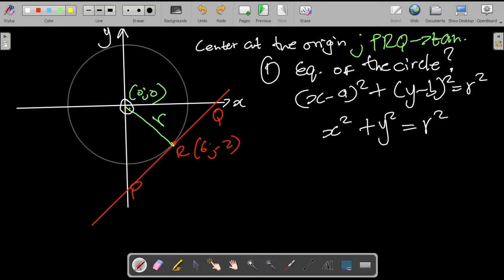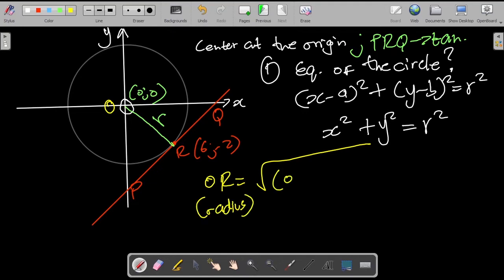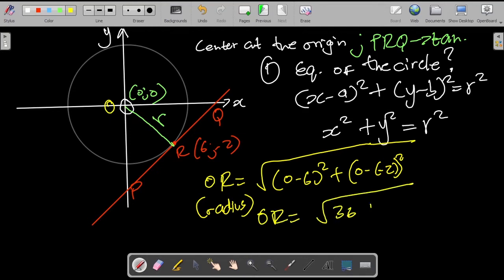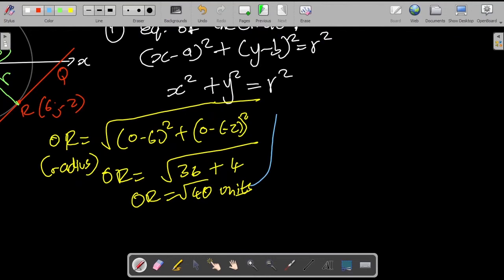And as I said, you can either find the length of this using the distance formula. You'd say starting at, so let's call this O, and this would be R. So the length of OR, which is the radius, would be, if we start at the origin, this, starting with the x's and then the y's. So this is what you'd get if you were to use the distance formula. And in here we have 36 plus 4, which would result in the square root of 40 units as the radius. Now you just basically take this radius, which is r, and substitute it in there.